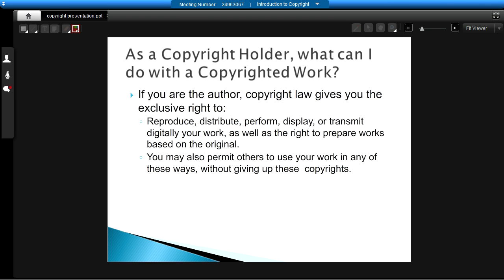Okay, so you as a copyright holder, and we all own copyright because we all create content in one way or the other, what are you allowed to do with your own work? Well, you have the exclusive right to reproduce, distribute, perform, display, or transmit digitally your work, as well as the right to prepare works based on the original. So that's the right to create derivative works from your original work.